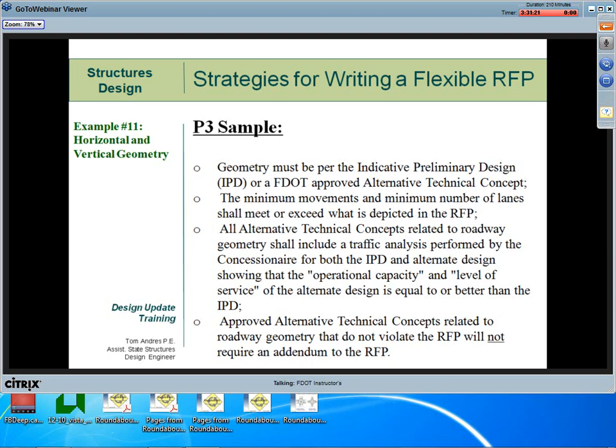Just remember, you have to have a performance-based RFP to make this work. And so, yes, thumbs up on this one. That's a good example.